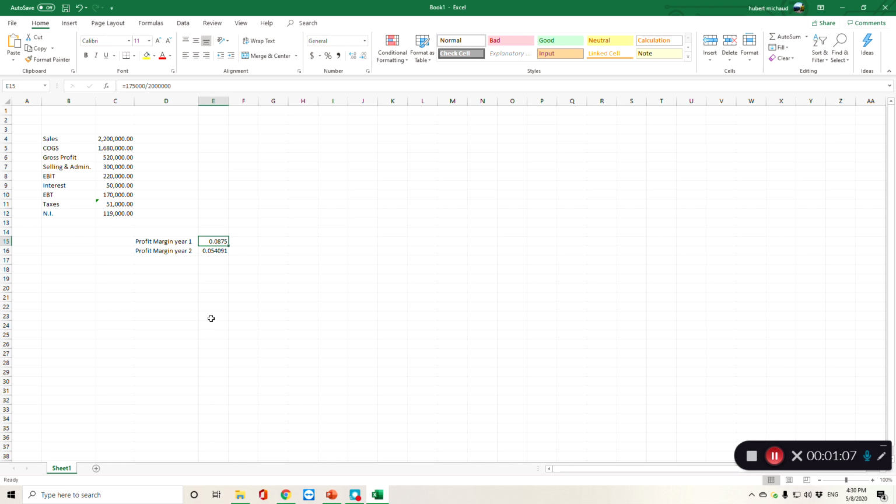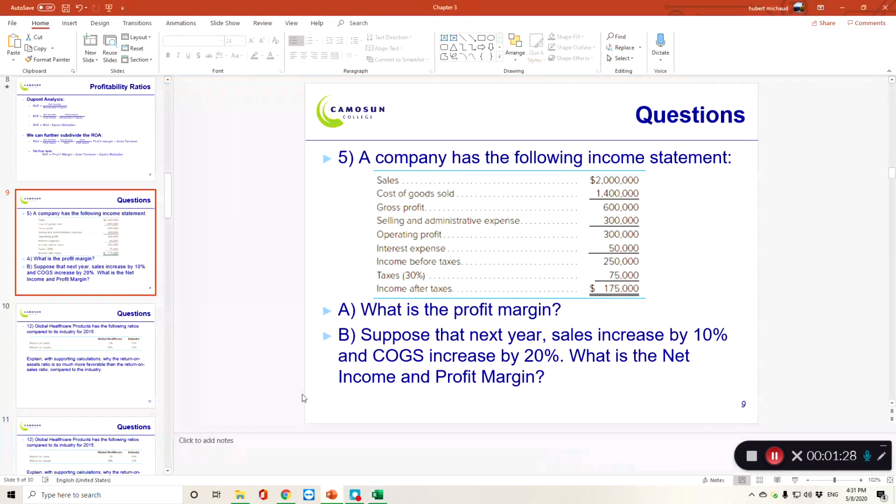I can calculate the net income in the first year, which was 175,000 divided by 2 million. And I can calculate the net income in the second year, which is the net income here divided by my sales. Okay, and that gives me my profit margin. So the answer to the first question was 8.75%. The answer to the second question is 5.41%. Okay, that's the answer to this question here.